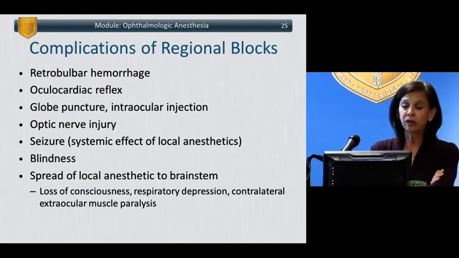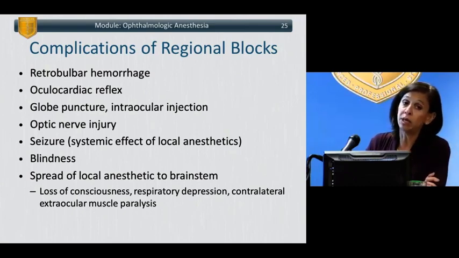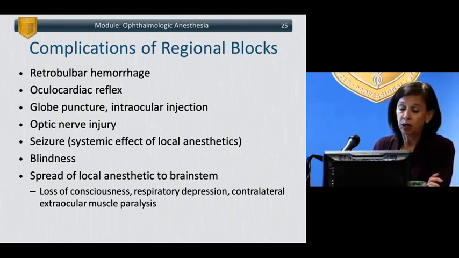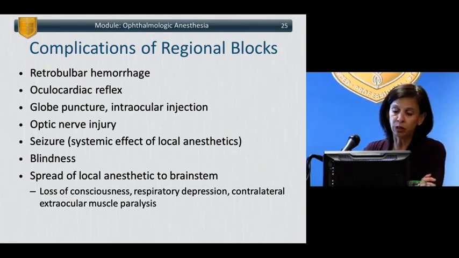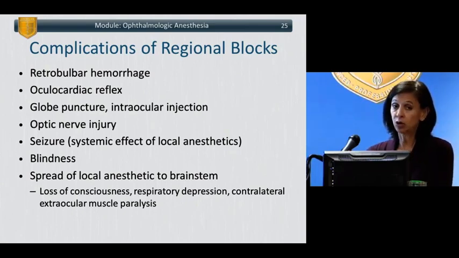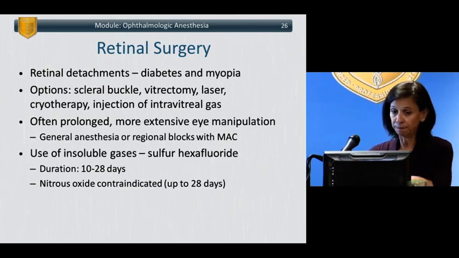There can also be spread of the local anesthetic directly to the brainstem because you're really, really close to the brainstem there. Or you can actually put your needle into the brainstem, which results in loss of consciousness, respiratory depression, and contralateral extraocular muscle paralysis. So you're injecting on the right eye, but the left eye is affected.